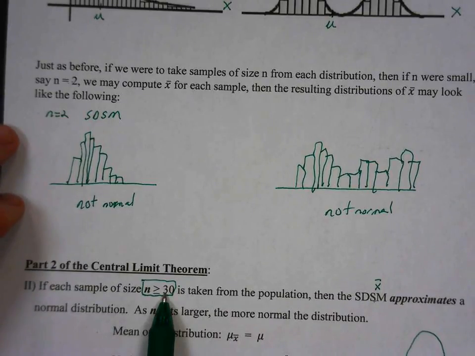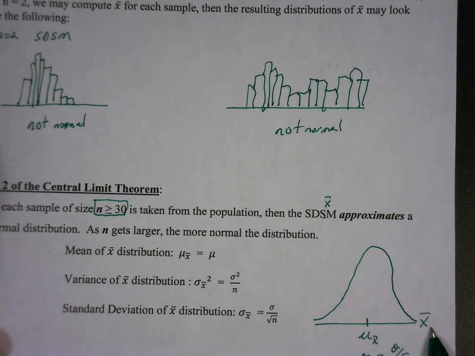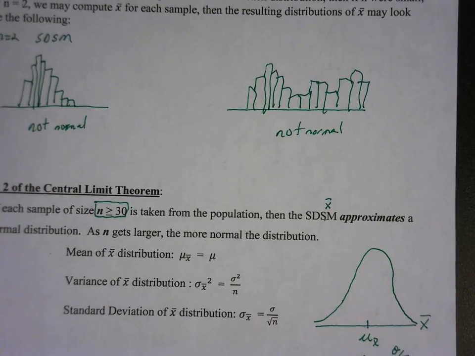So as long as you take a large enough sample size and do that repeated sampling to get the x bar distribution, then that x bar distribution is going to be approximately normal. That's important for us because that'll allow us to find probabilities again, because we can convert x bar into z.